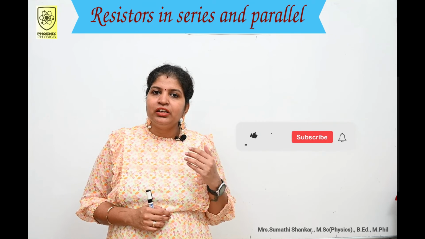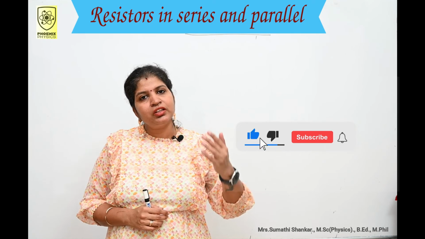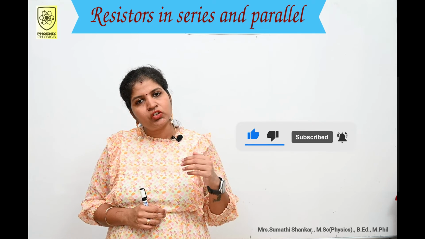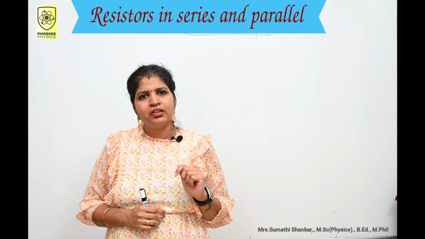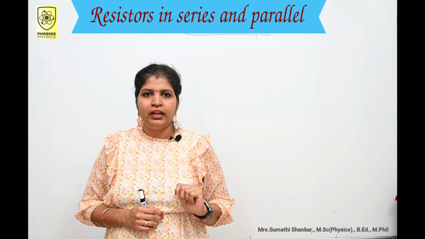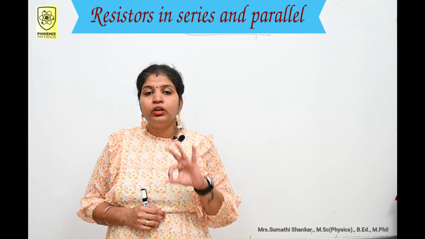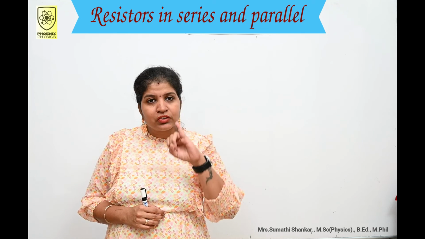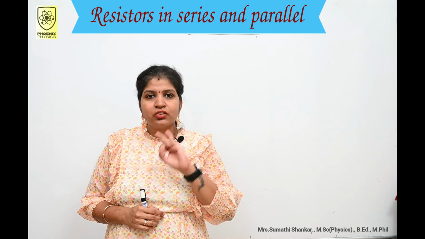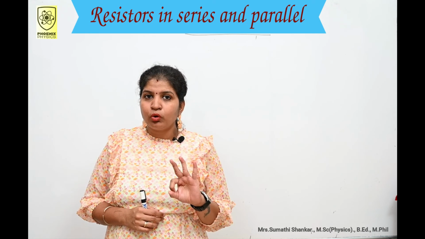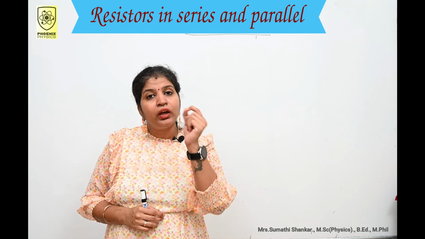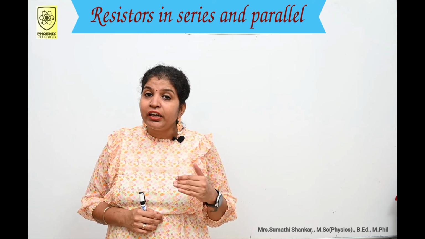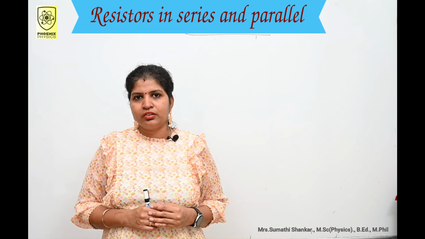In this class we discussed resistors in series connection. We derived the formula R is equal to R1 plus R2 plus R3. What is this R? Equivalent resistance. From this formula we concluded 3 points. If it is series connection, the current I is same, potential difference V is different. Another important point, the value of equivalent resistance in a series connection will be greater than the individual resistance.